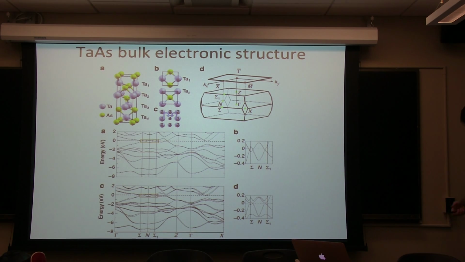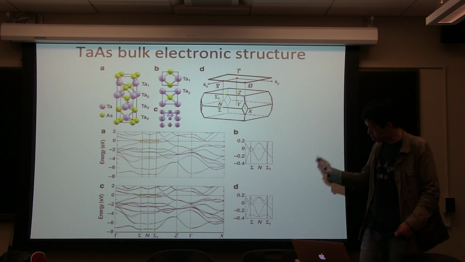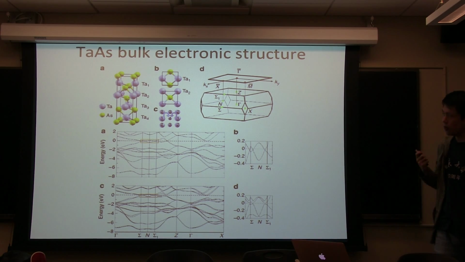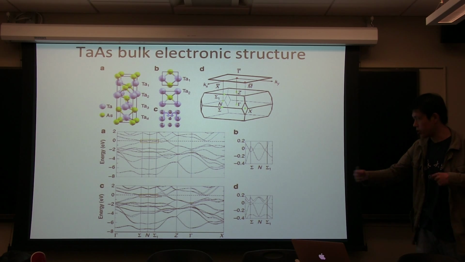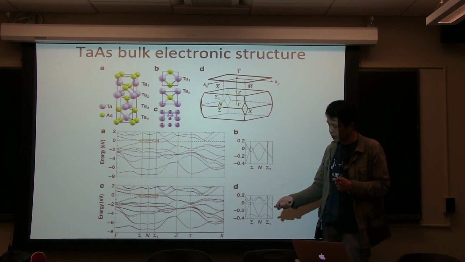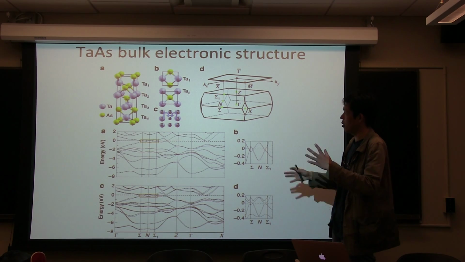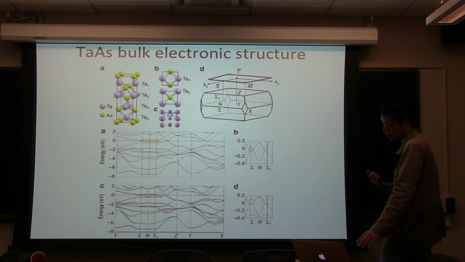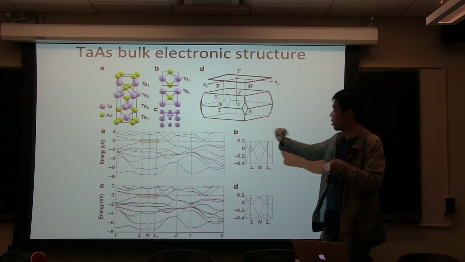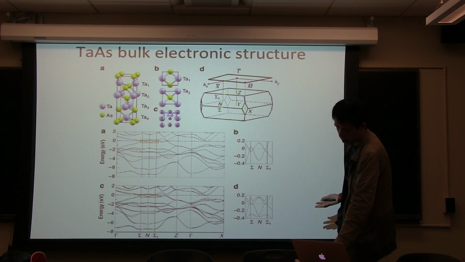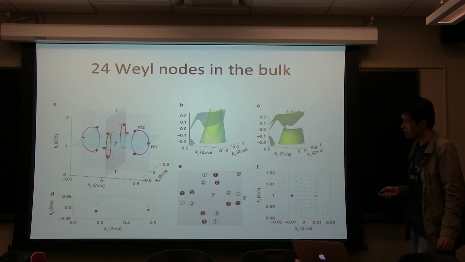I just want to point out that without any special symmetry reasons, the Weyl points are usually not along any high symmetry axis or rotational axis, or at any Kramers point or high symmetry points. They're usually at some arbitrary points within the BZ. So that means we really have to calculate the band structure throughout the first Brillouin zone to find out whether there are Weyl nodes or not. So here is the answer for tantalum arsenide.